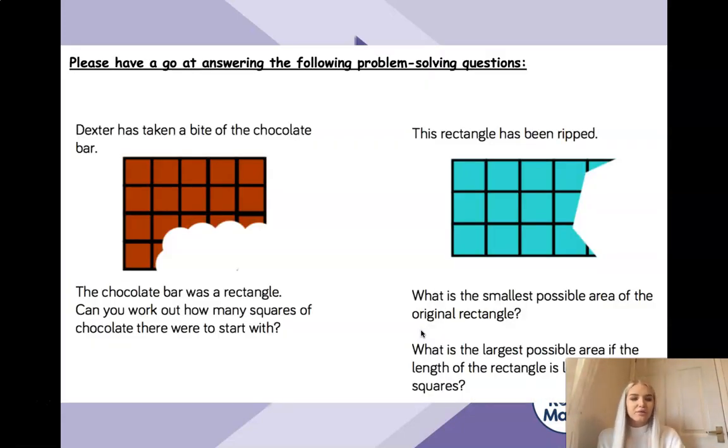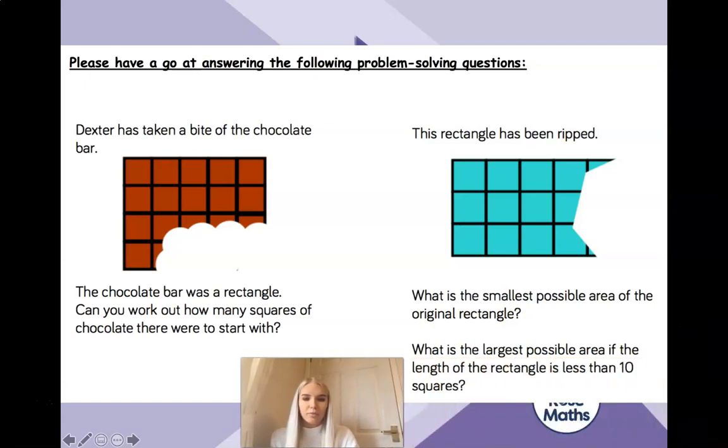Okay, so your final task now is to work on the problem-solving questions. So the problem-solving questions are here. Question number 1, Dexter has taken a bite of the chocolate bar. Now, if we know the chocolate bar was a rectangle, it wasn't a rectilinear shape that might have gone elsewhere. It was a rectangle, a regular rectangle. Can you use what you know about 2 of the sides of the shape to work out how many squares of chocolate there were to start with?